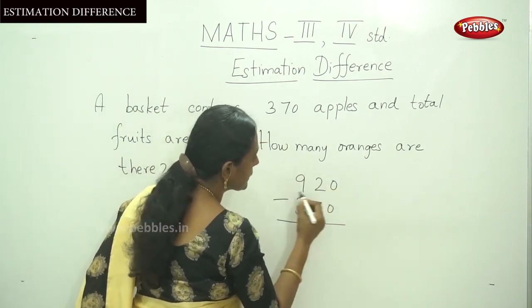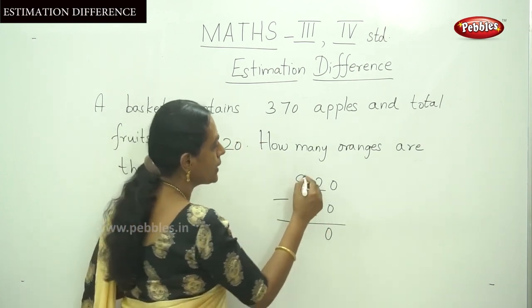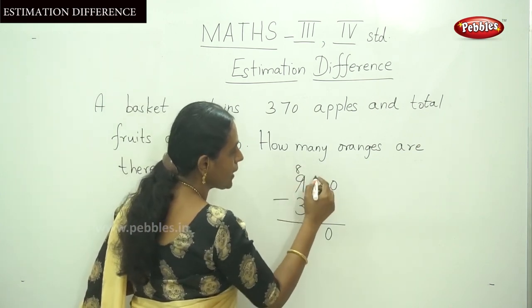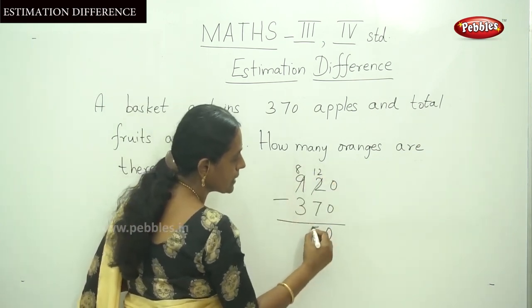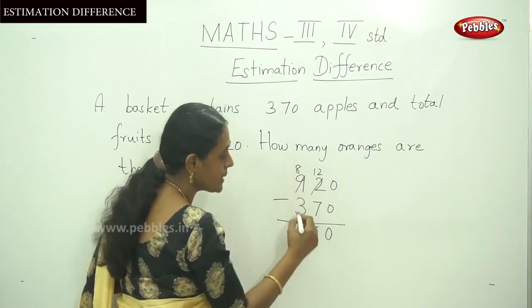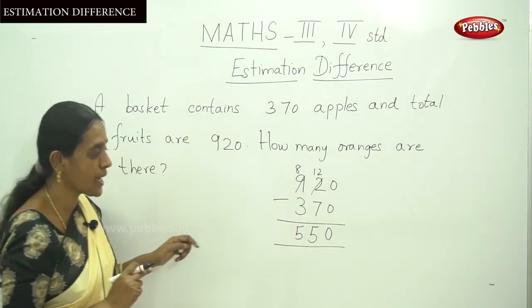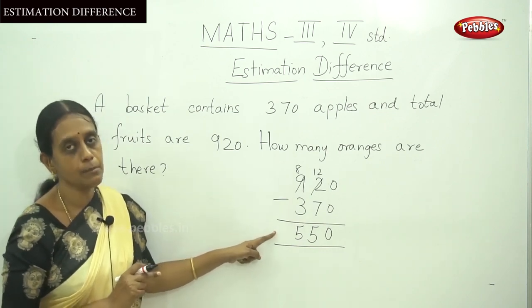You have to subtract: 0 minus 0 is 0, here you can't subtract 7 from 2, so the 9 becomes 8, and regroup, 8 hundreds and 12 tens. So 12 minus 7 is 5, and here 8 minus 3 is 5. This is the actual difference, 550. This is the number of oranges in that basket.